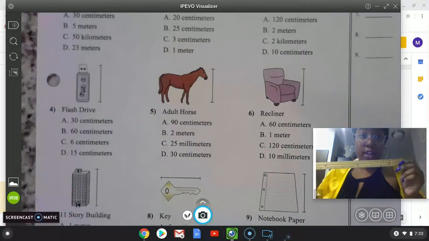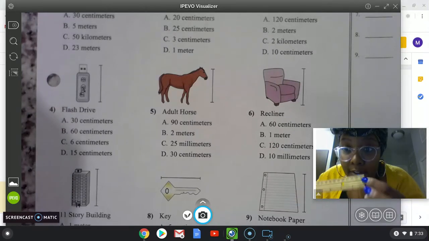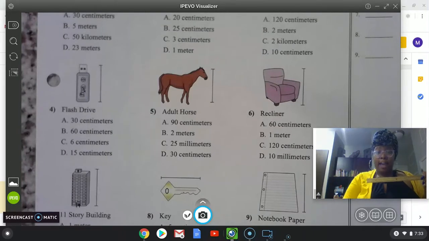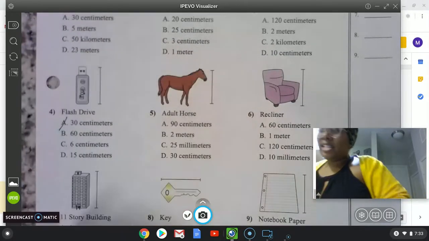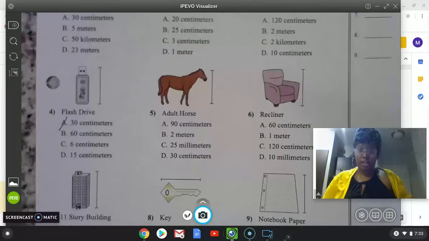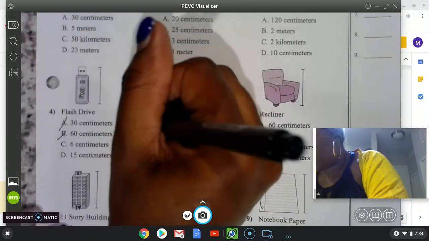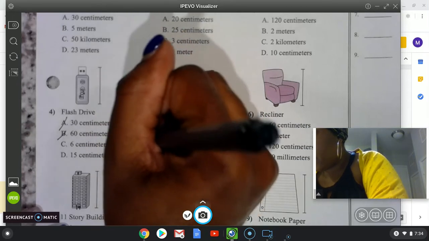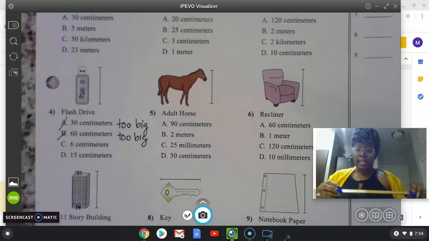I recognize on a ruler, there are a total of 30 centimeters because I have a 30 right here. I know for a fact my flash drive is way smaller than the size of a ruler, so I can automatically cross out A. Since A is too big and that's 30 centimeters, 60 centimeters will be 2 rulers together. I know that's even bigger. Cross that out. And if I want to, I could write too big. And when you do these, if you need to write it out so that it helps you because it's online, please do.